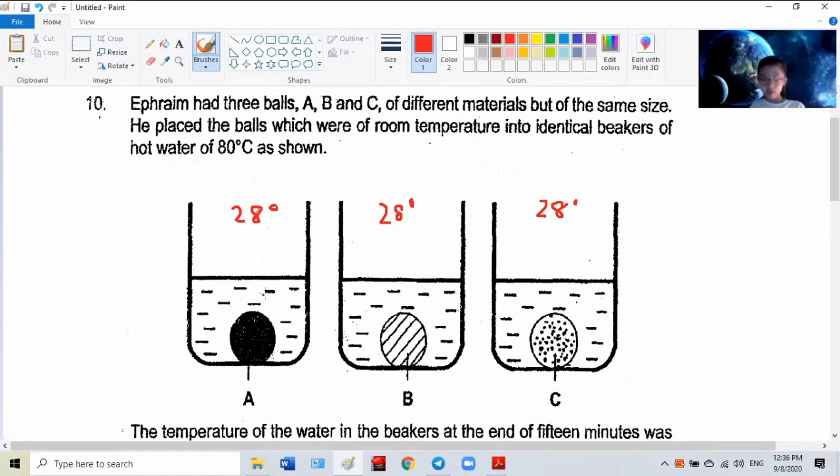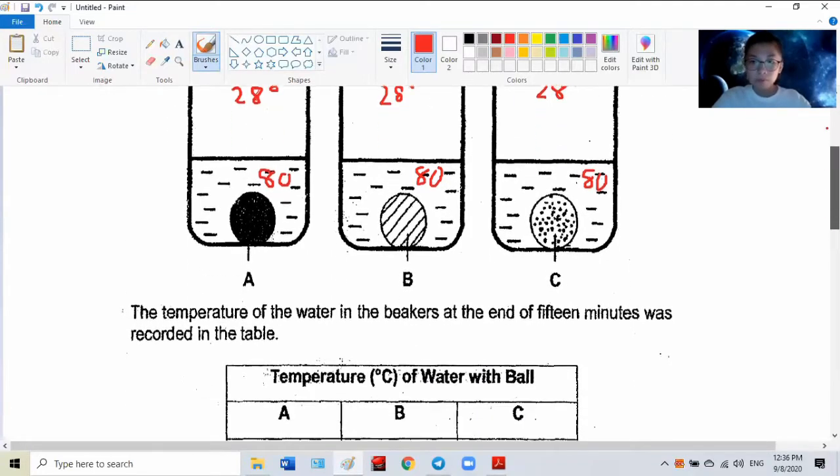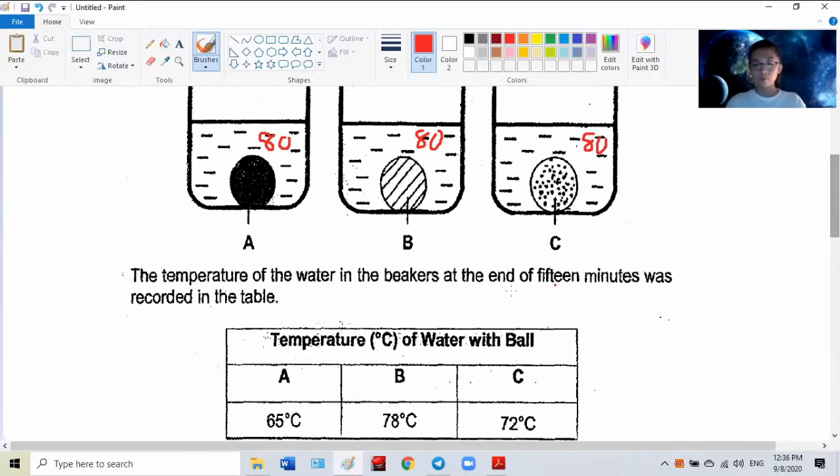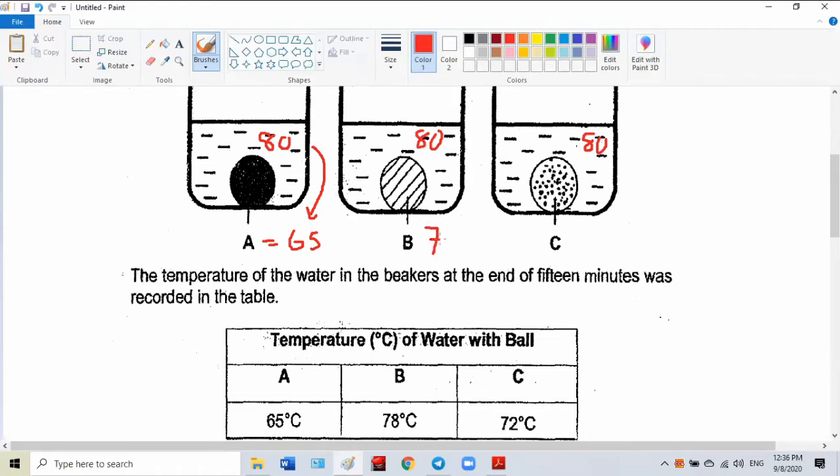But the hot water is 80 degrees, 80 degrees, and 80 degrees, right? Now, when he placed them into the beaker, 15 minutes later, it became the temperature of the water and the ball, everything became 65. That means it dropped from 80 to 65, right? The water lost heat, a lot of heat, 80 to 65. That means the hot water really lost a lot of heat, right?